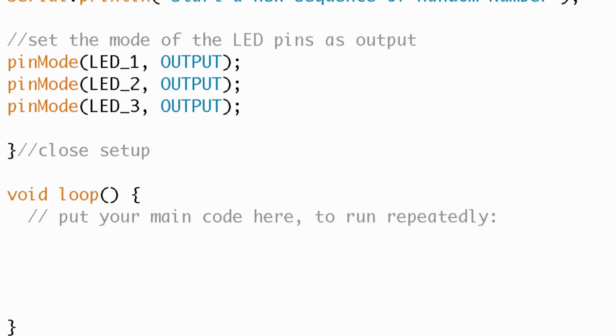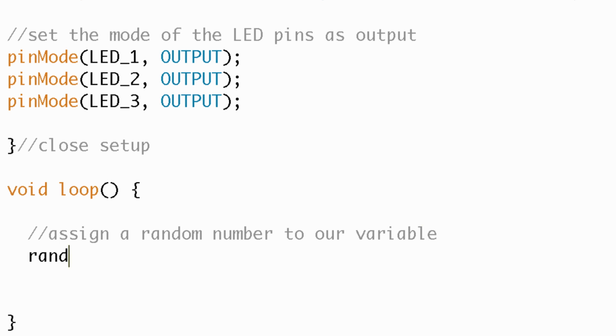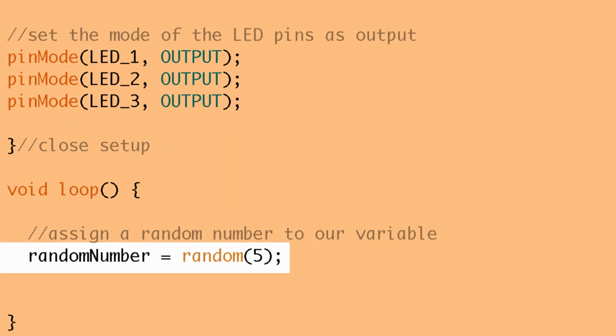The first thing we're going to do is assign a random number to our random number variable. To do this, we just use the random function. So what we're doing is we're saying randomNumber, the variable that we declared up at the top, is set equal to the output of the random function. And we're passing the random function the number 5.